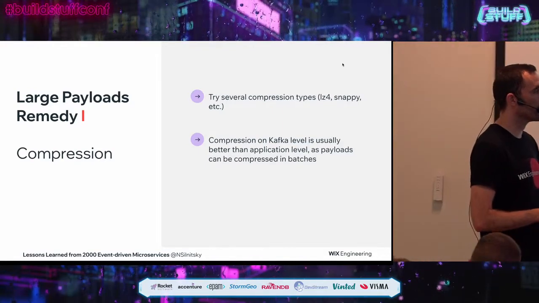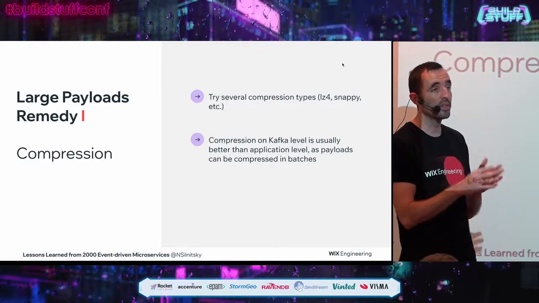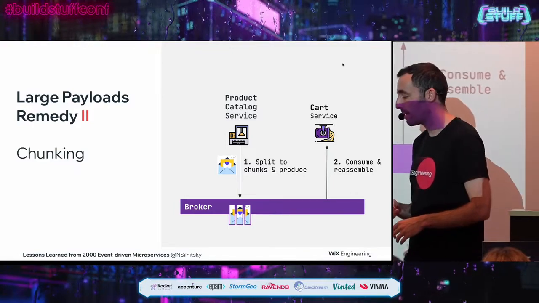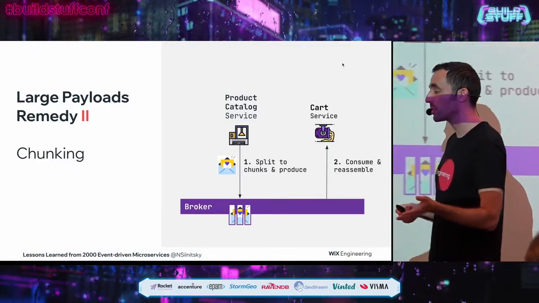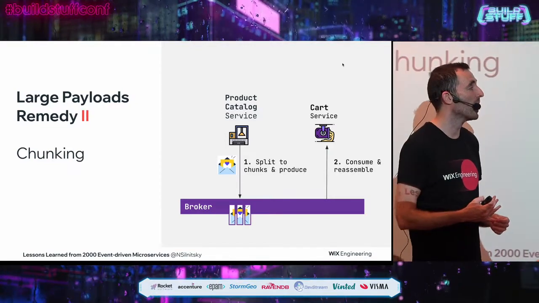It was also important to note for us that compressing on the Kafka level is much better than doing compression on the application level of the payload, because with Kafka, we noticed that it can compress multiple events, multiple messages, in one batch, which is, of course, much more efficient. Now, even after introducing compression, you can still have payloads bigger than the amount allowed.